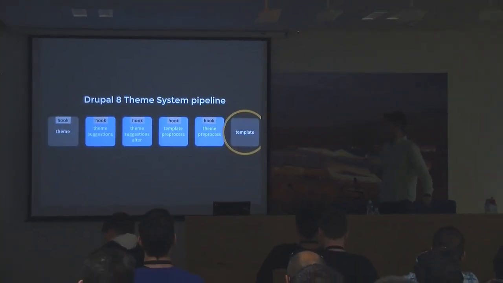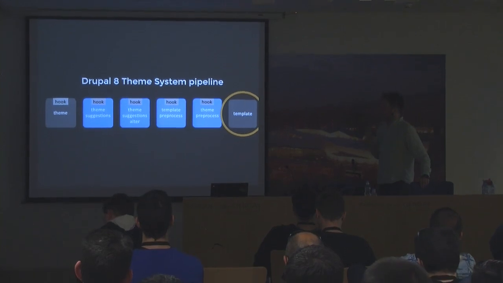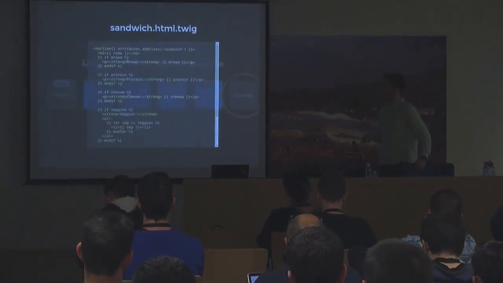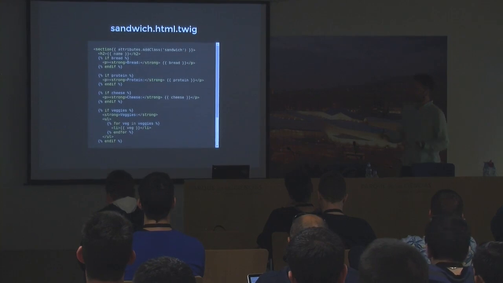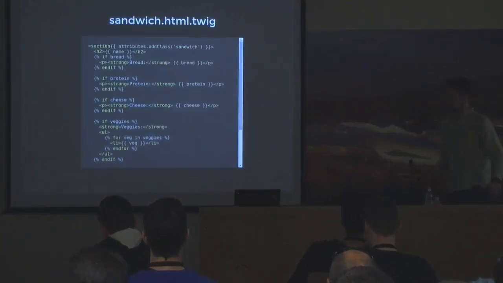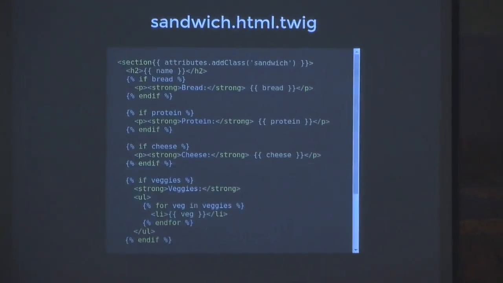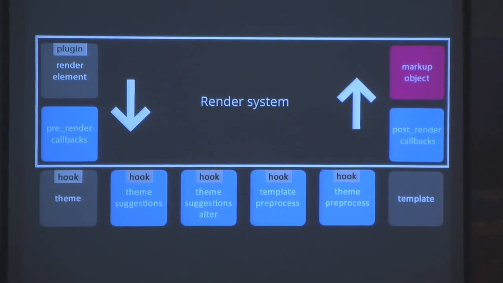The last place after preprocess functions is the template. And that's where all the variables magically show up. And you can print them in between the markup. Let's talk a little bit more about Twig after this.